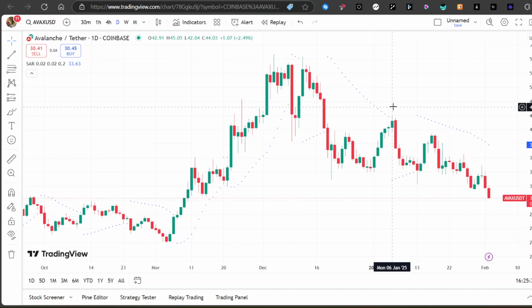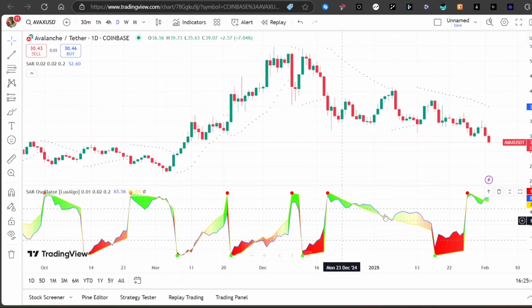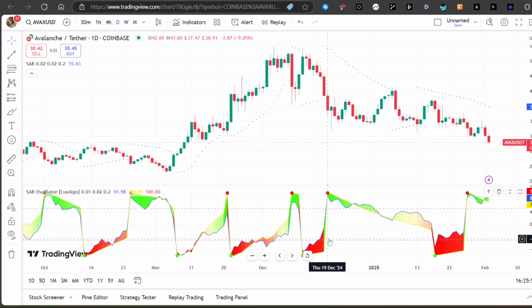Okay, but the parabolic SAR oscillator, which we are going to be discussing in this video, I'm just going to add it right away. This oscillator, you can see it here, it actually turns the traditional SAR into a powerful detrended price oscillator. Unlike the standard SAR, this oscillator removes market noise and provides clear trend signals. Basically, this oscillator functions by detrending price movements using the SAR trailing stop and normalizing the results.